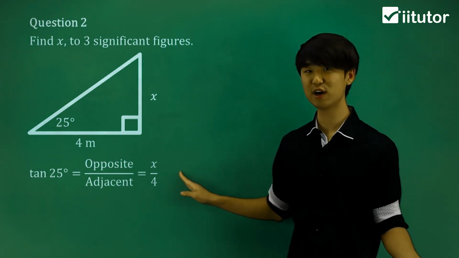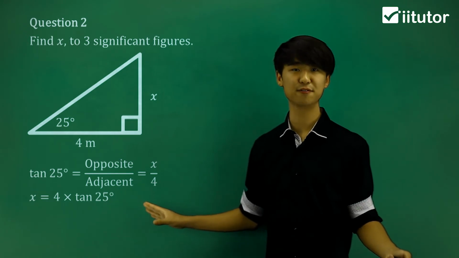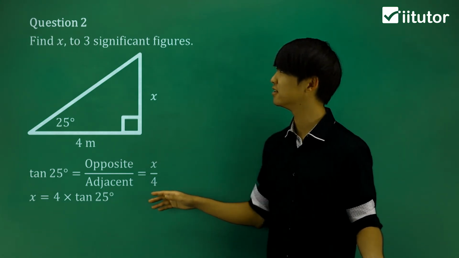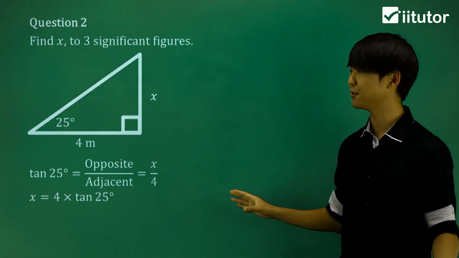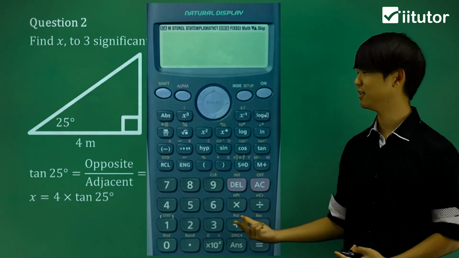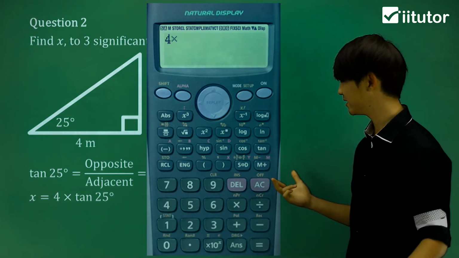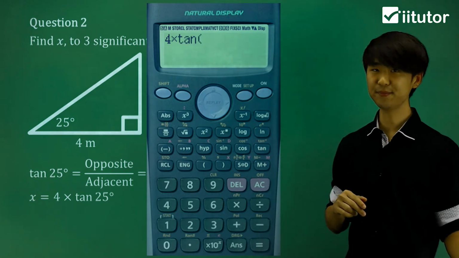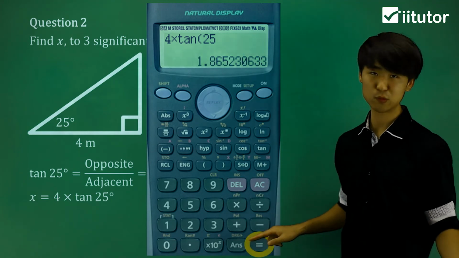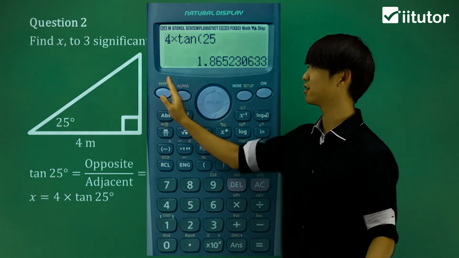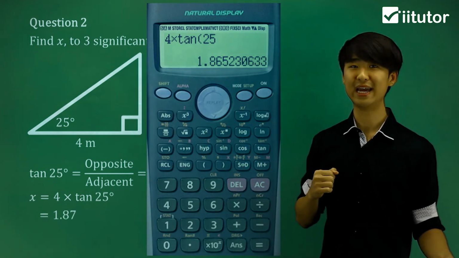And to find x by itself, let's multiply the 4 to the other side. And this is our value of x: 4 times tan 25. Now, 3 significant figures. Again, we're going to have to evaluate this to find the value in our calculator. Let's do this. So 4 multiplied by tan, it's just the third one down, 25, equals. So here's my answer. Now, corrected to 3 significant figures, my answer is going to be 1.87.